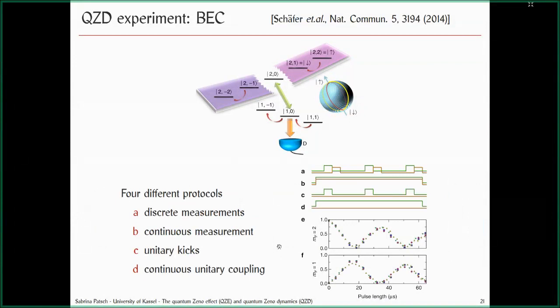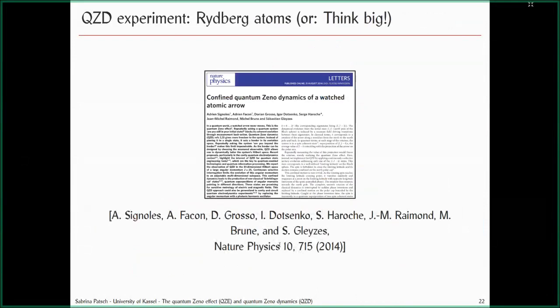Yeah. Anything more on this experiment? Then we can go on to the next experiment, Rydberg atoms.